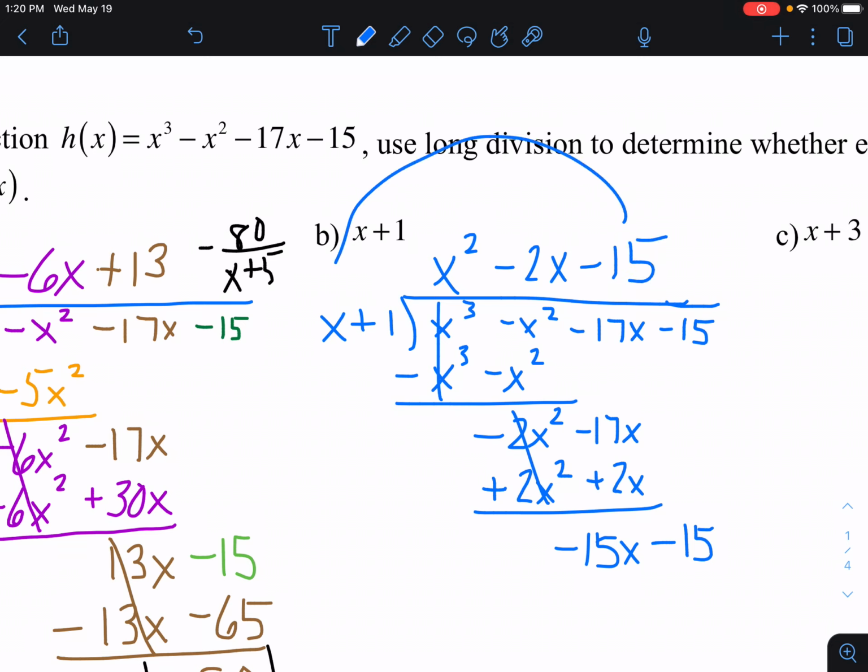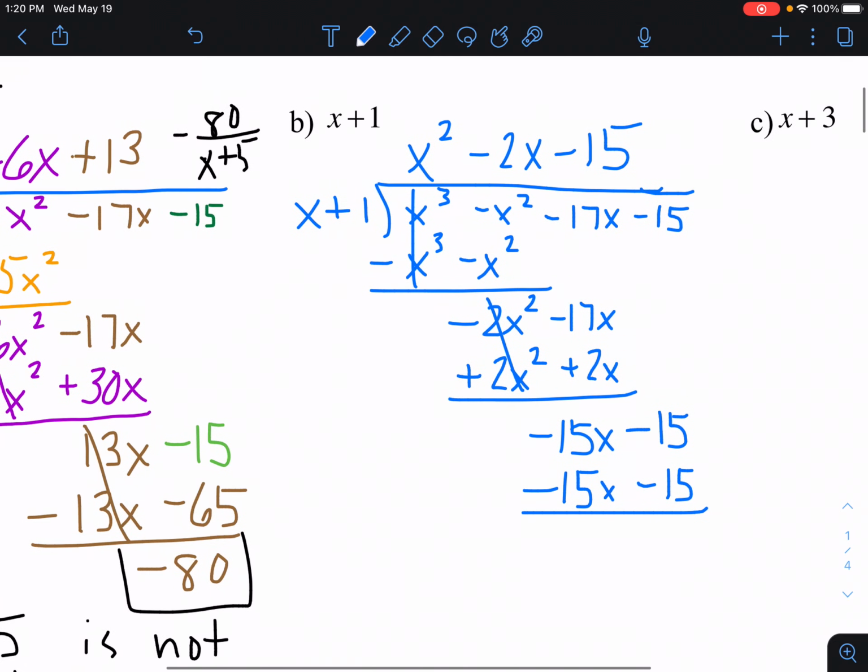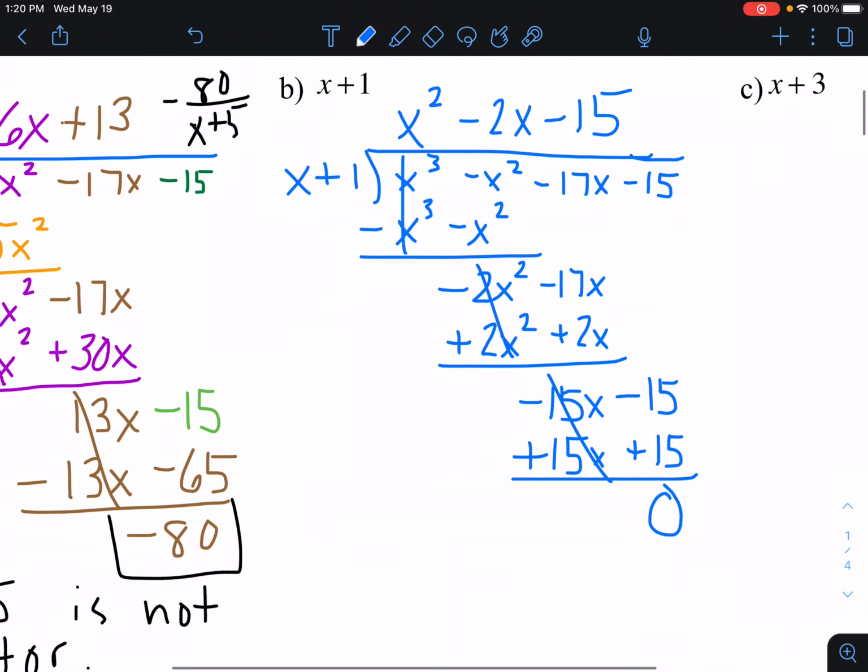Now we're going to take the negative 15 and distribute, multiply by each term. So negative 15 times x and negative 15 times 1. And then we're going to subtract, which changes to pluses, double negatives. Cancels, and these add up to 0. So we divided and got no remainder here. So we're going to say yes, x plus 1 is a factor of h of x.